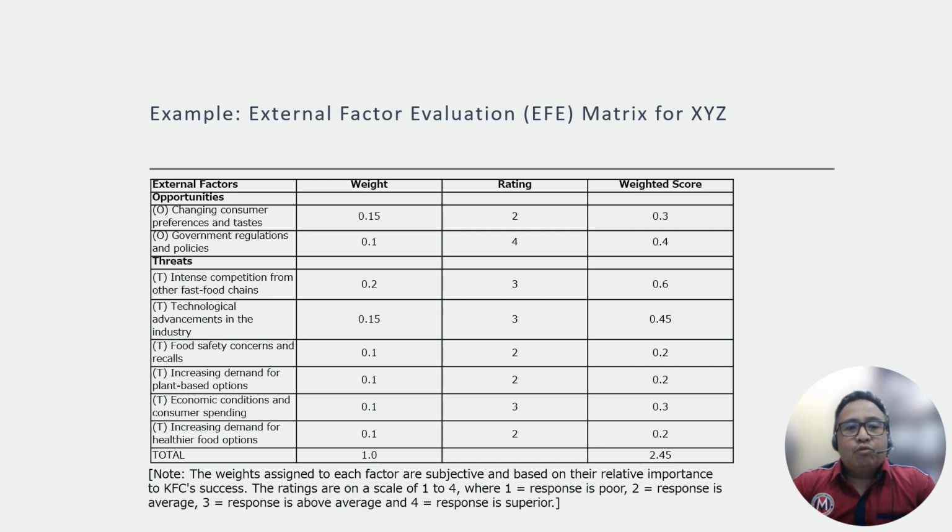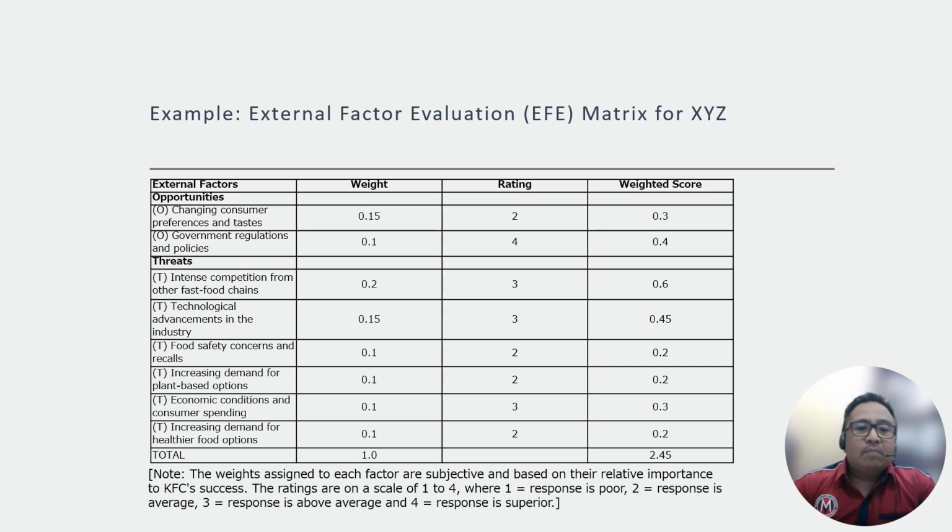We look into the threats. The intense competition from other fast food chains has a weight of 0.2, a rating of 3, and a weighted score of 0.6. This threat highlights the challenges posed by strong competition in the fast food industry. The rating of 3 indicates the organization faces significant competition and needs to develop strategies to maintain its market position.